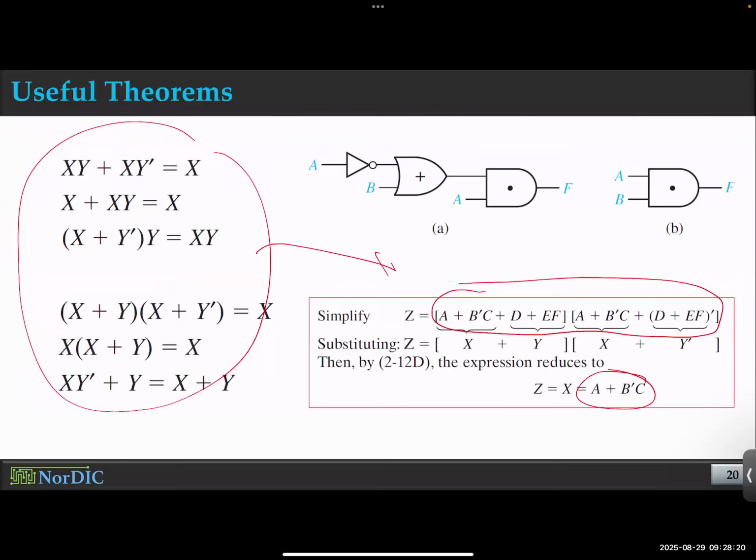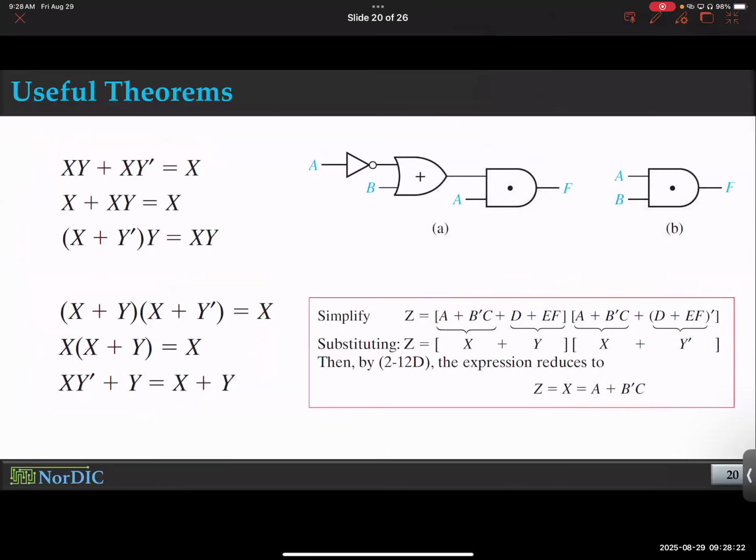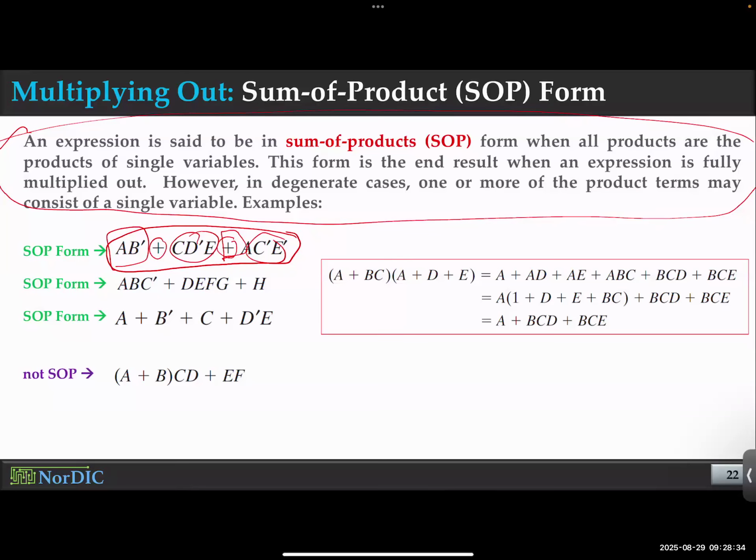Let's go back to the previous thing that we have optimized, this one. Do you think it is a sum of product form? It is a mixed form, actually. I cannot categorize it to be a sum of product or a product of sum, because there are some rules that we have to follow.